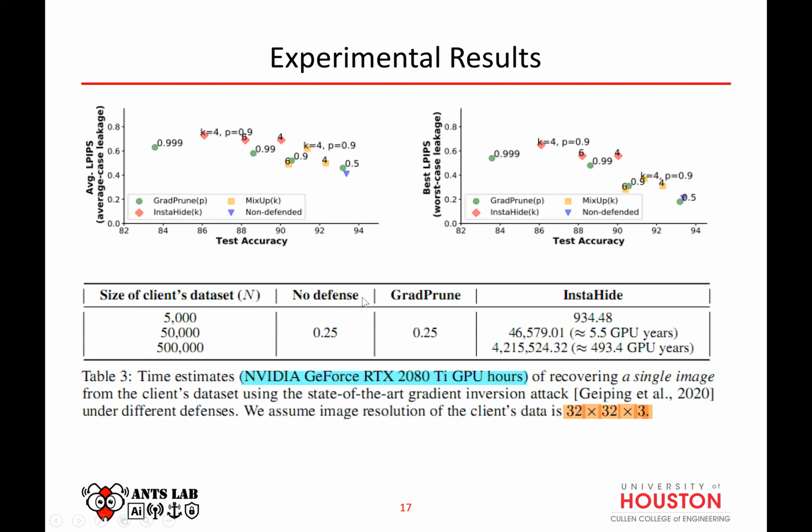And this table shows, when the attacker uses gradient inversion to recover one single image from different data sizes of the client's data set, that when using InstaHide as the defense method, the attack needs much more time to recover the image.